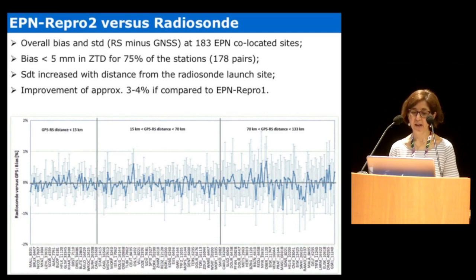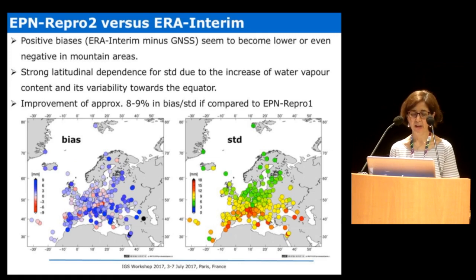We have done another comparison with other external data, that is ERA-Interim, and you see here the bias and the standard deviation, and we have a positive bias, which is the blue cycle, which seems to become lower or even negative in the mountain areas.